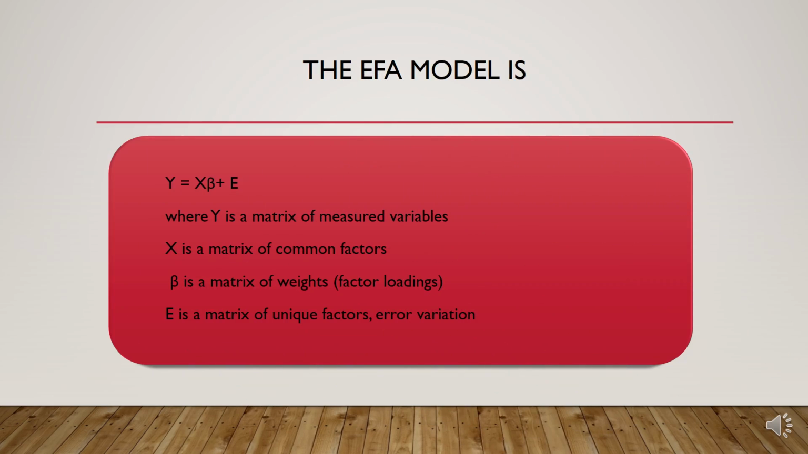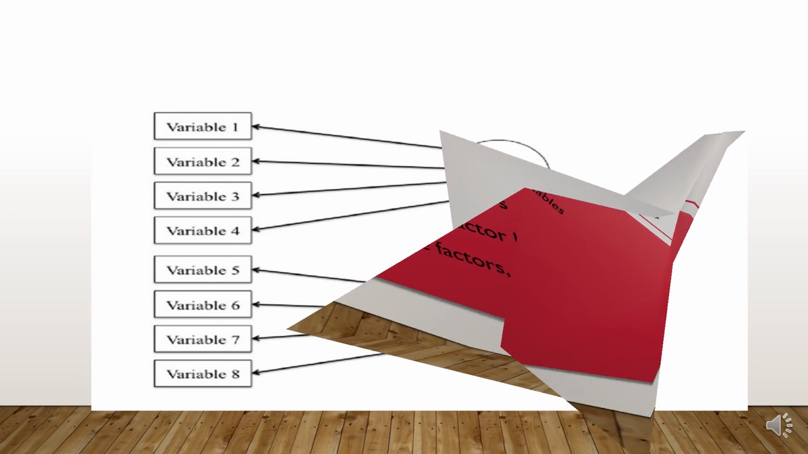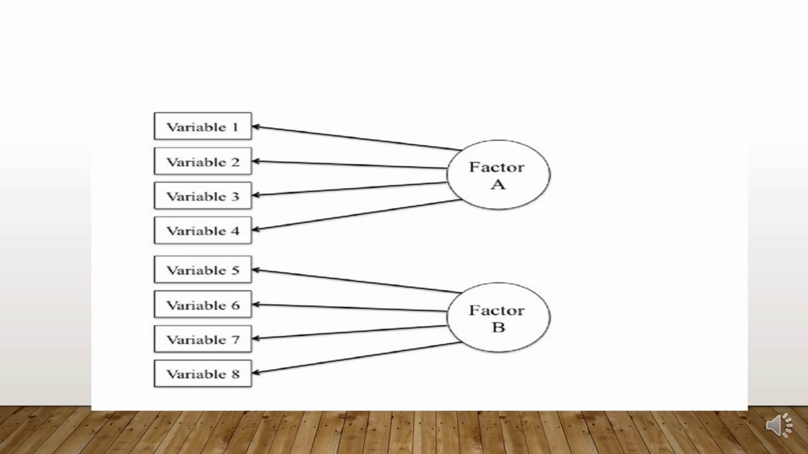So, this is the model of EFA. Y is equal to X beta plus E, where Y is a matrix of measured variables and X is a matrix of common factors and beta is a matrix of weights and E is a matrix of unique factors or error variations. So this is the conceptual overview of exploratory factor analysis, or EFA.